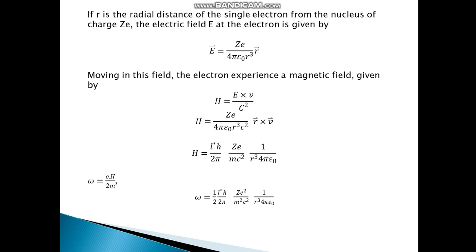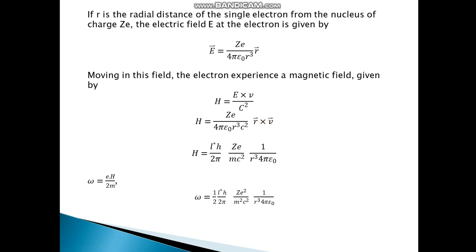Moving in this field, the electron experiences a magnetic field given by H equals E cross v divided by c squared, where v is the velocity of the electron and c is the velocity of light. Replacing E by this expression, H equals Ze divided by 4 pi epsilon 0 c squared r cubed into r cross v.